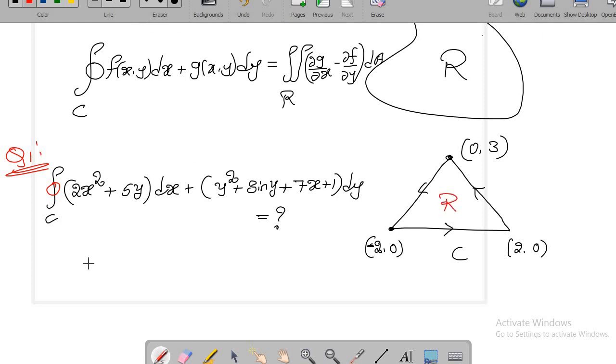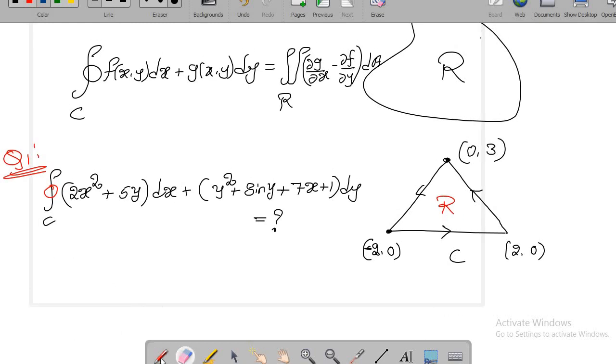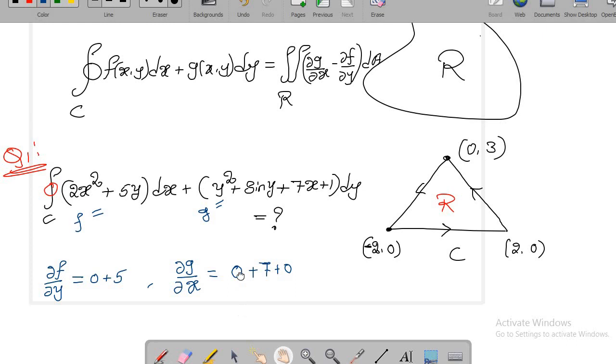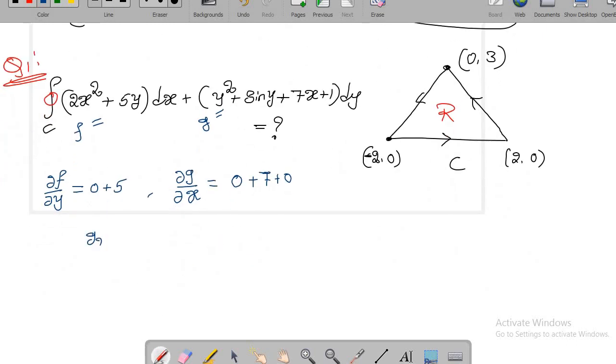Now using Green's theorem you can say this integral is equal to the double integral over R of dou g by dou x minus dou f by dou y. So all that you need is to recognize what f is here and what g is here. First, what is dou f by dou y? Derivative of f with respect to y, 0 plus 5. Next, dou g by dou x is 0 plus 7 plus 0, but anyway 7. Now dou g by dou x minus dou f by dou y is nothing but 7 minus 5, which is 2.